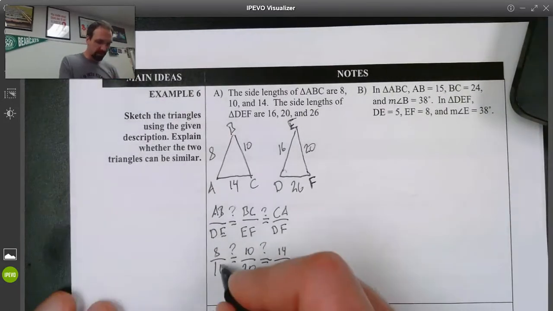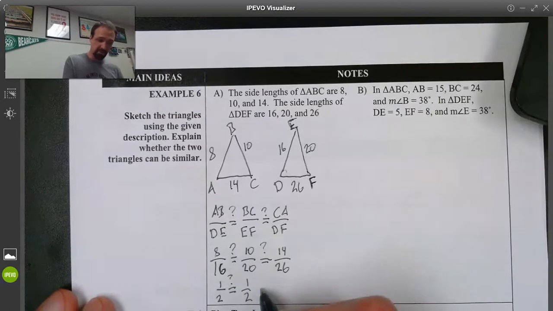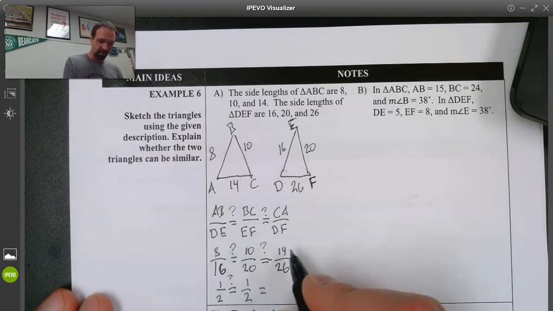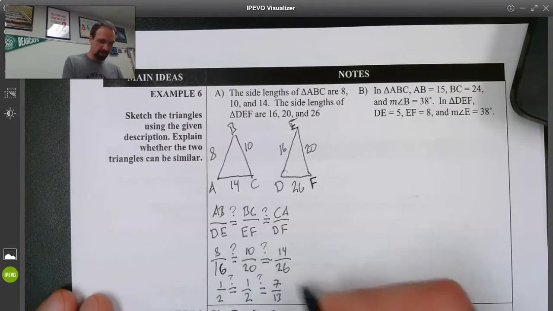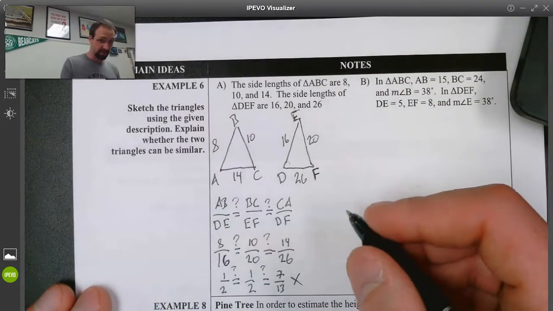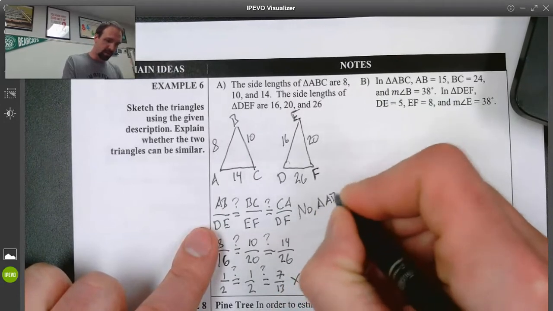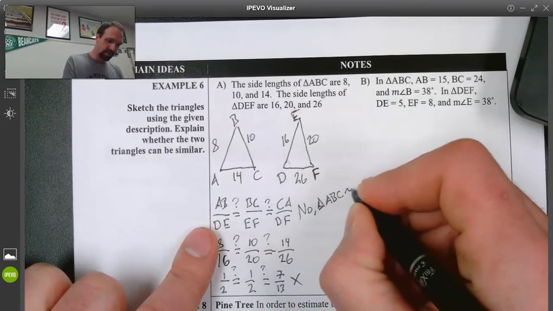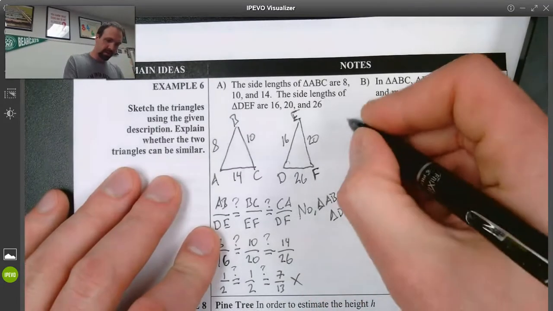So 8 over 16 does reduce to 1 over 2. That's good so far. 10 over 20 also reduces to 1 over 2, so that's good. 14 over 26, ooh, that does not reduce to 1 over 2. That reduces to 7 over 13. Close, but not quite. So these two triangles are not similar. No, triangle ABC is not similar to triangle DEF. So that's for that side.